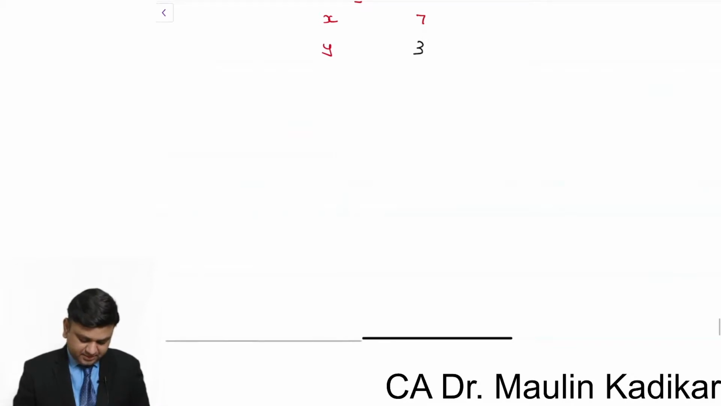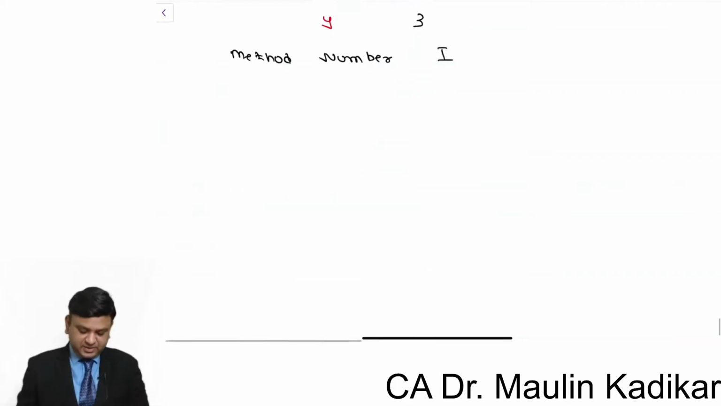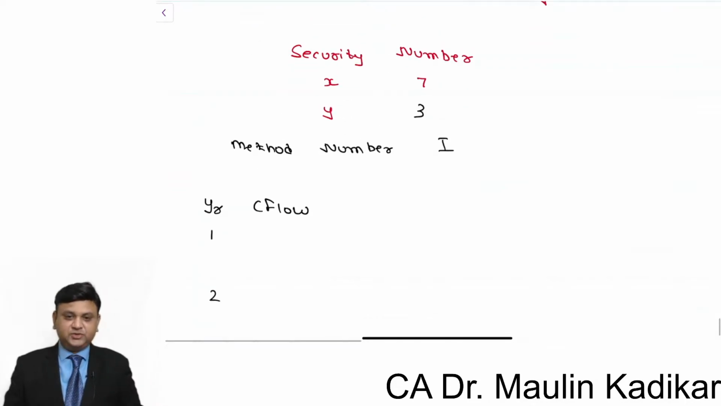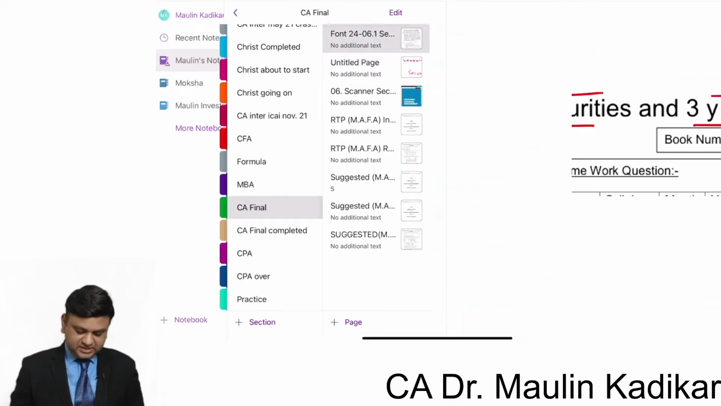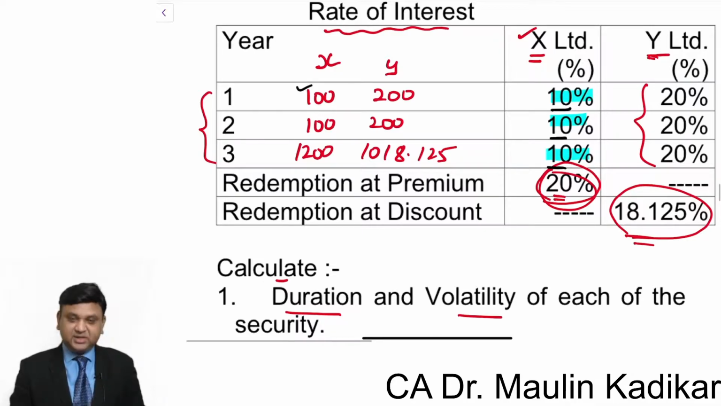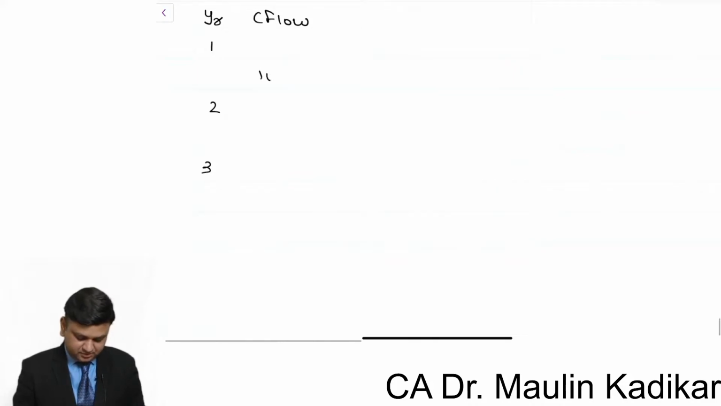Answer. Method number 1. There are two methods by which we can do it. The first method is like this. First year, second year and third year, we will mention the cash flow. You purchase 7 securities of X. As far as the security X is concerned, the interest income is 100. So 100 into 7, that comes to 700.